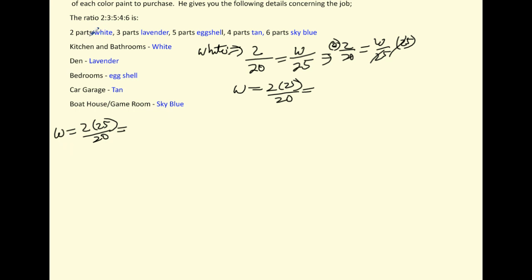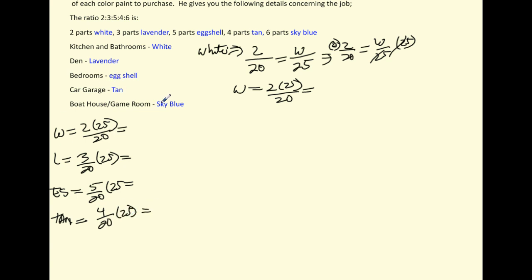Okay, then what's our next part? Our next one is lavender. Let's call that L. So lavender, which is 3 in the ratio, is 3 over 20 times 25. And what's the next one? Eggshell. So let's call that ES. ES is what? 5. So we have 5 over 20 times 25. And what's the next one? Tan. Tan is what? 4. So tan is equal to 4 over 20 times 25. And the last one is sky blue. Call that SB. Last is 6. So that's 6 divided by 20 times 25.